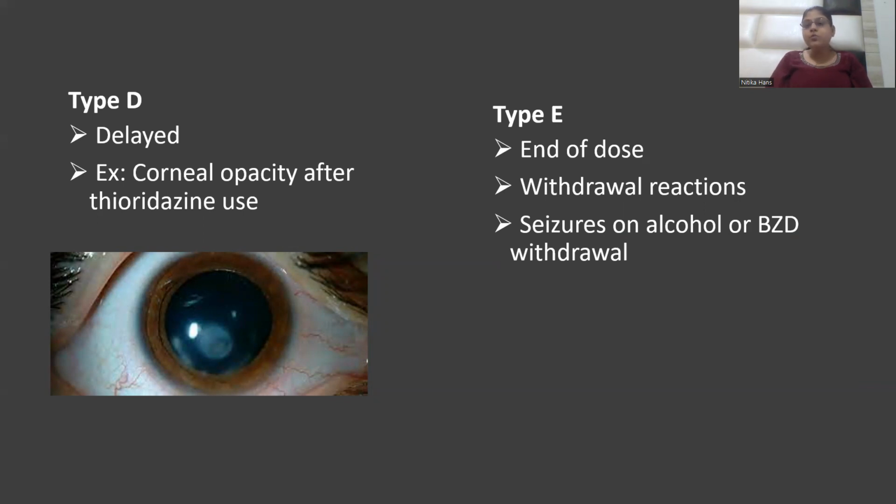The end-of-dose type means we have stopped taking the drug and suddenly withdrawal reactions have occurred, like seizures on alcohol and benzodiazepine withdrawal, like convulsions because of the alcohol or benzodiazepine withdrawal, like dependence withdrawal reactions. That is end of dose.